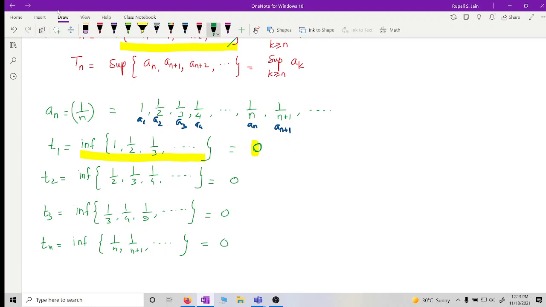So now what is capital T_1? What is my capital T_n now? The supremum of this: 1, 1 by 2, 1 by 3 and so on. So what is the supremum of this? 1. Capital T_n is 1 by n. Now, what is capital T_2?